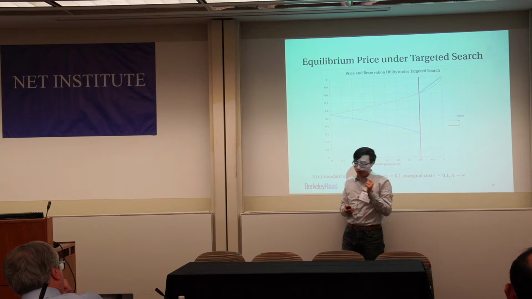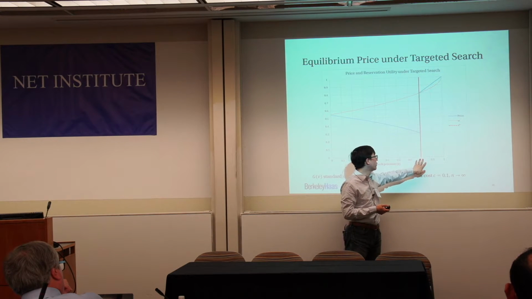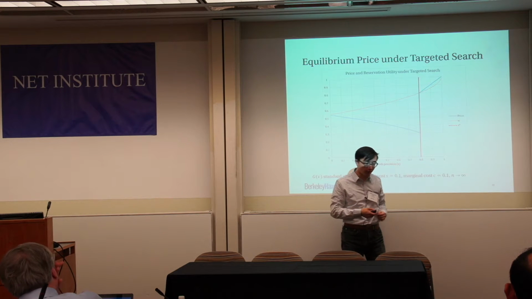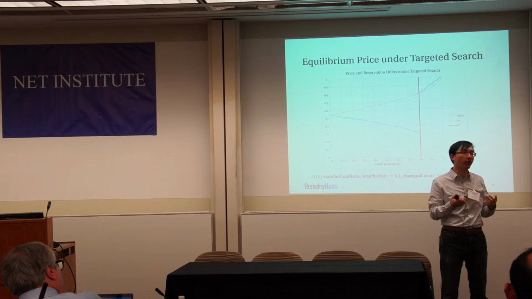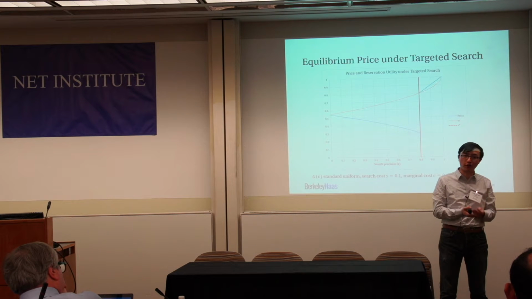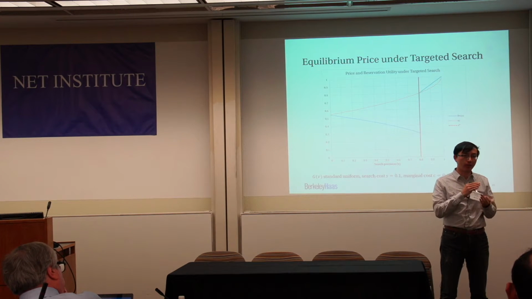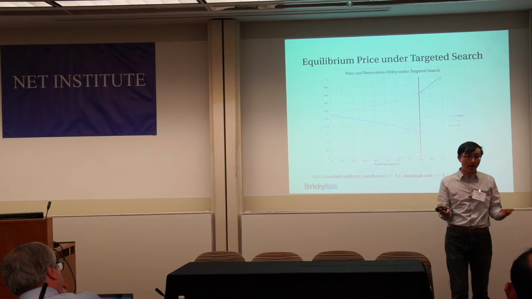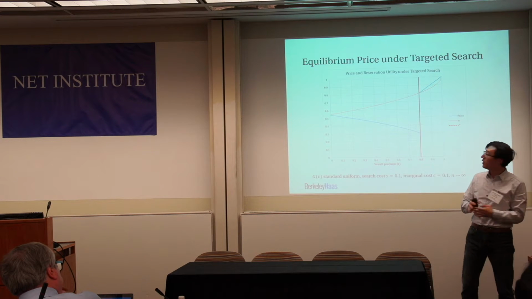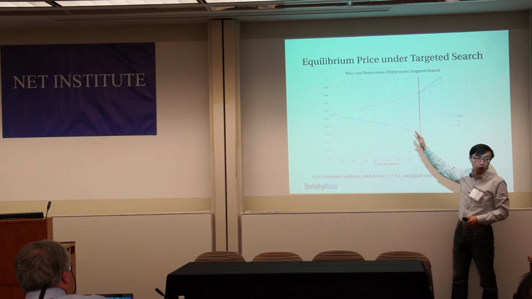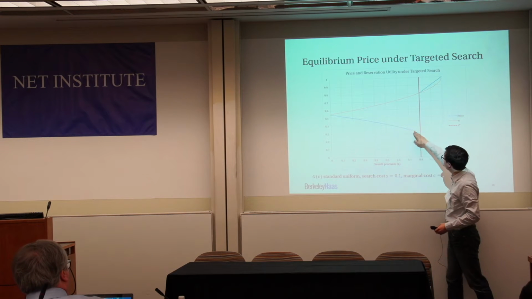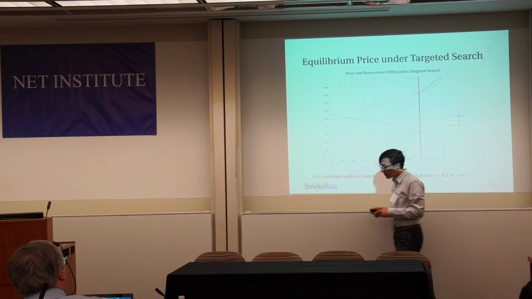Now this particular discontinuous jump here exists because I assume consumers are homogeneous, having the same search cost and searching with the same precision, right? Now, if I allow any heterogeneity, I won't have this discontinuity. Instead, I'm going to have a smoother transition from price decreasing to price increasing. Okay.